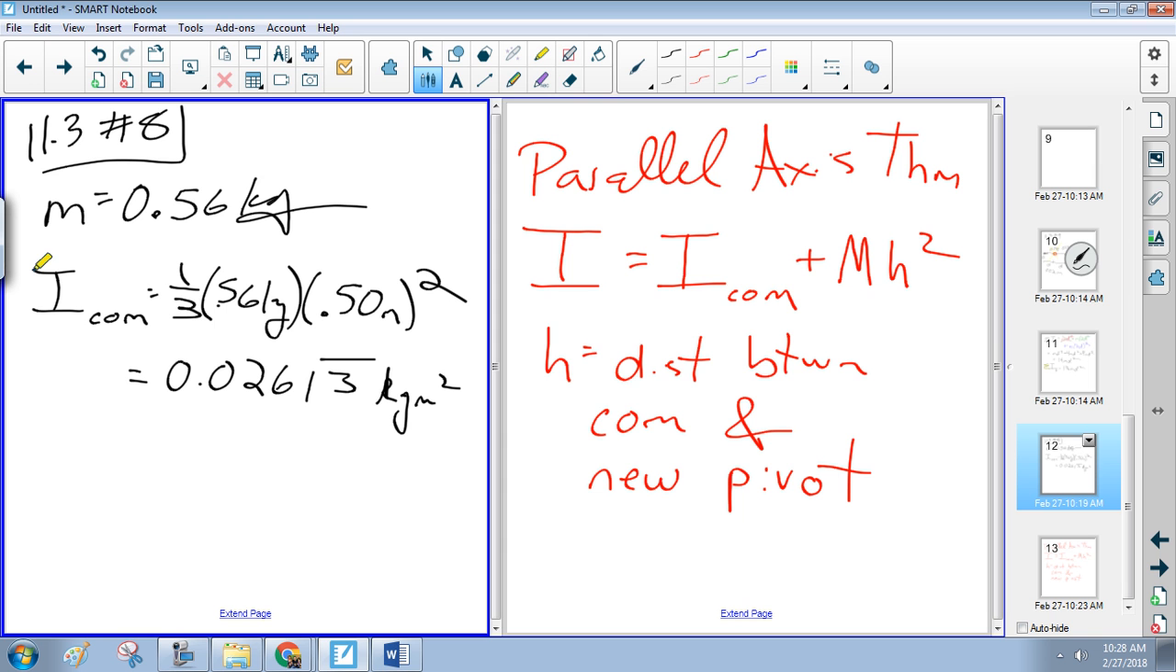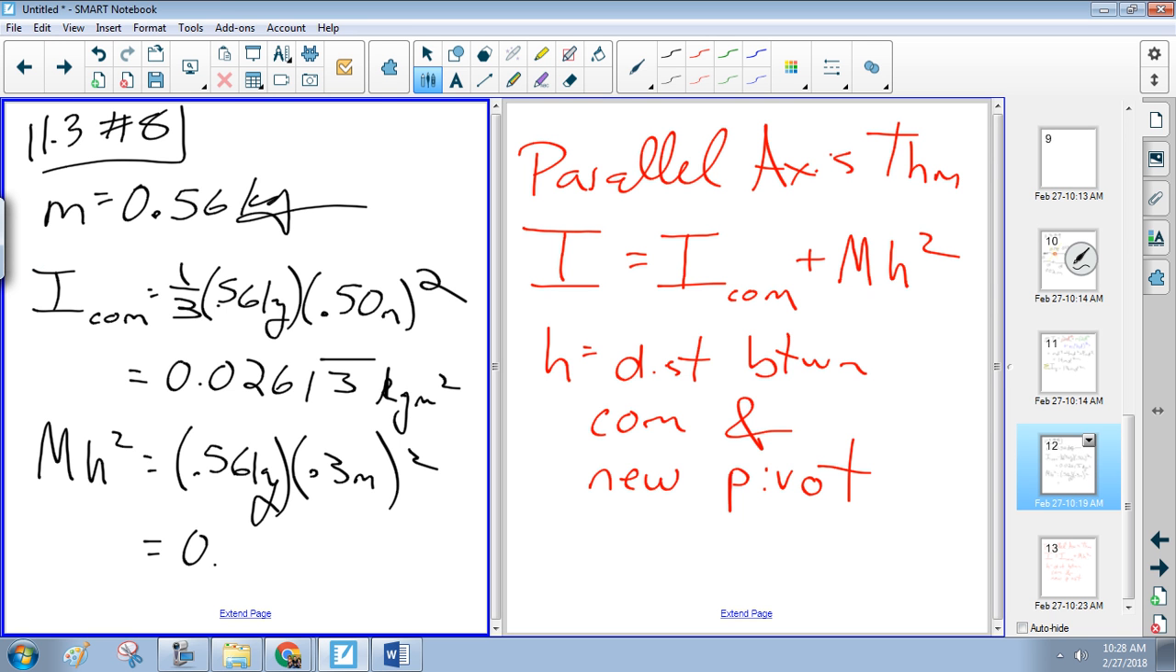All right? And then mh squared is going to be 0.56 kilograms times, what's h? I'm moving my pivot point. It's no longer at the 50 centimeter mark. It's now at the 20 centimeter mark. So the h is 0.3. Not negative. Oh, okay, never mind. The positive, negative doesn't matter. It's going to square out anyway. Okay, so that gives us 0.56 times 0.3 squared. That gives us 0.0504, and then you just add your two answers and you're done.